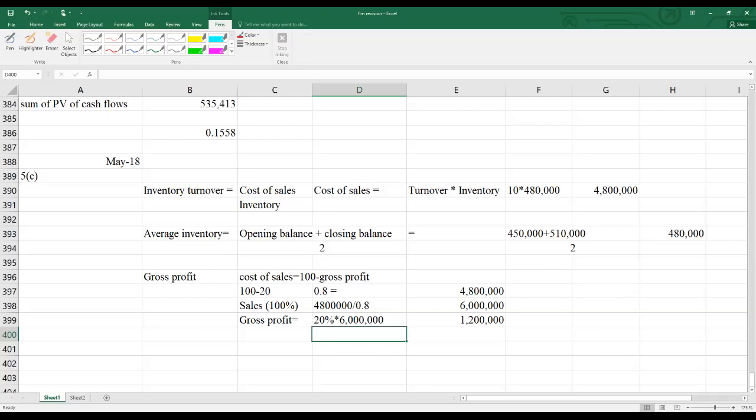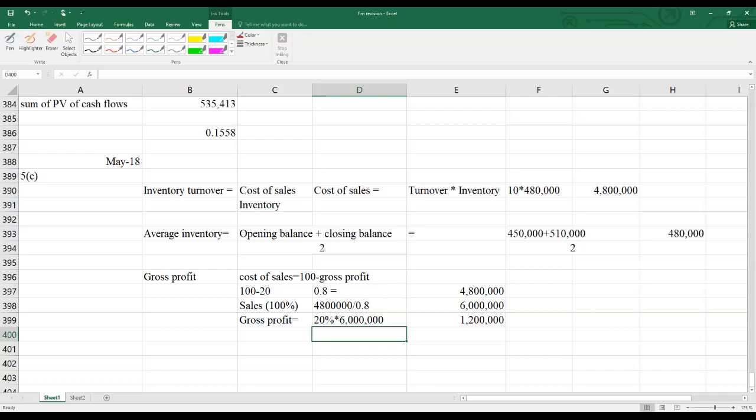Okay, I get it now. I thought I was supposed to add the 1.2 figure to the sales, but if I do cost of sales plus the... I see. No, that's a markup. Yeah, that's a markup. For the margin, you do it differently.